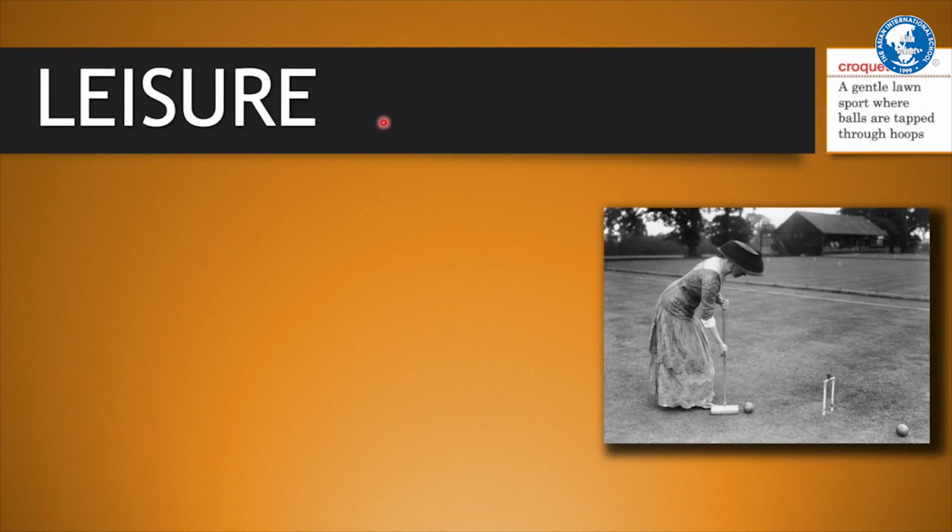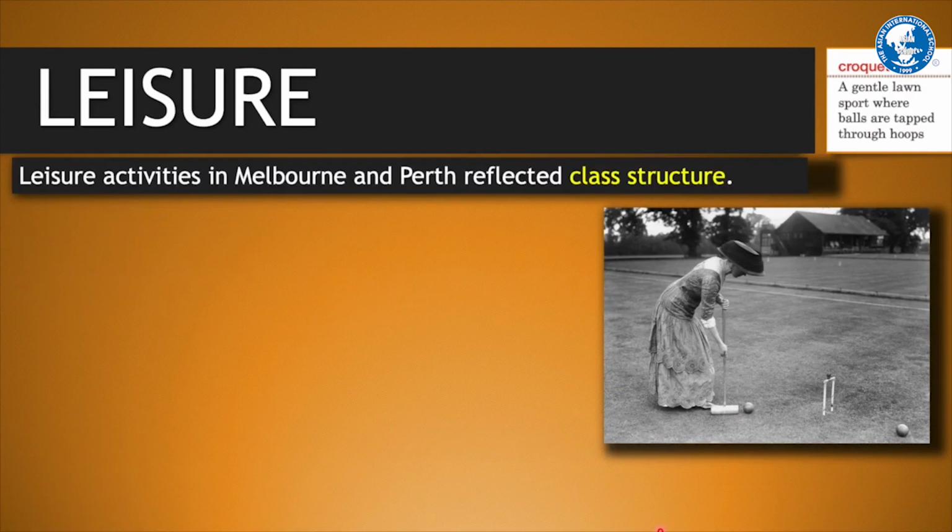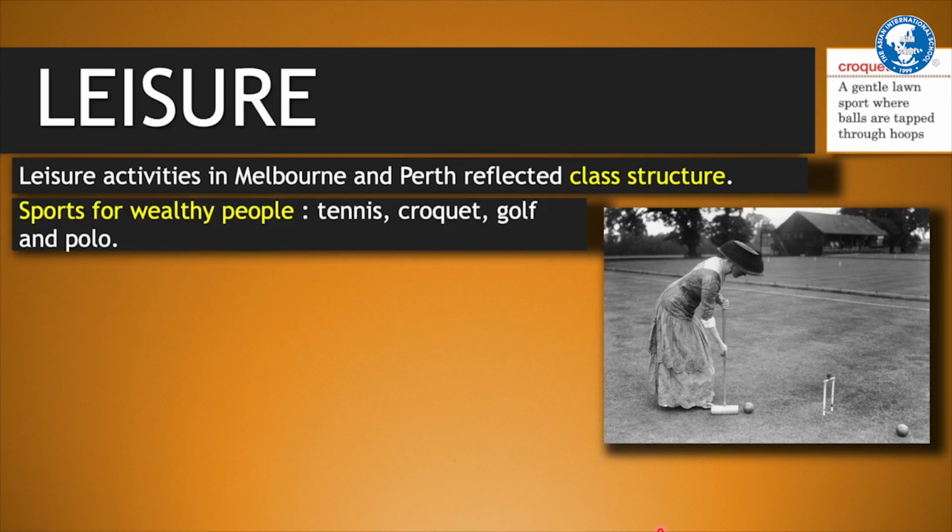Okay, now how about the leisure activities for Australians? Leisure activities in Melbourne and Perth reflected class structure. For example, there were sports only wealthy people played, like tennis, croquet, golf, and polo. Croquet is a gentle lawn sport where balls are tapped through hoops, as you can see here.